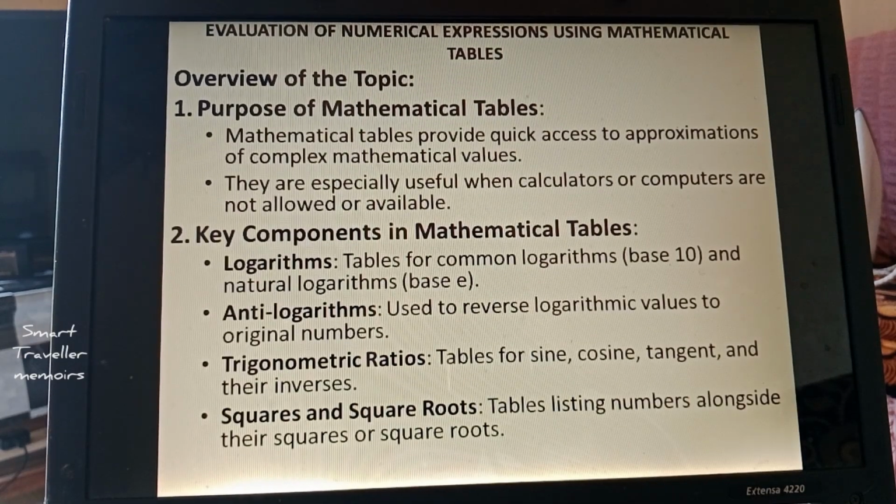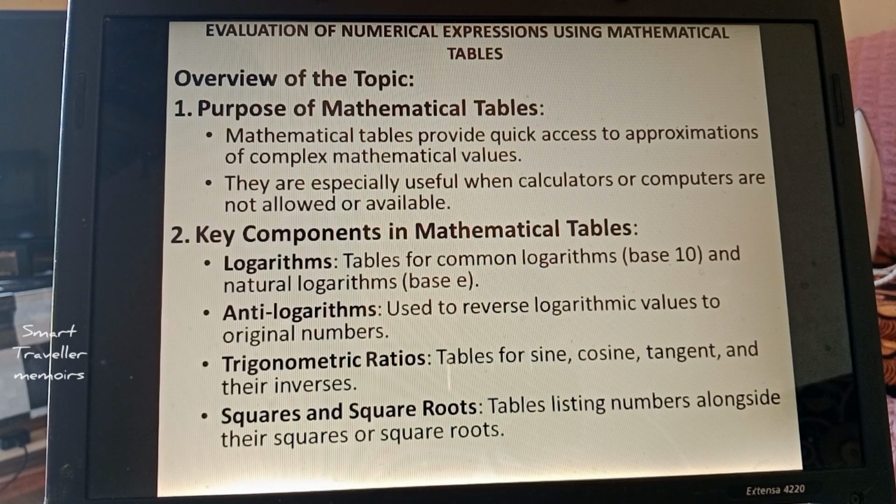First of all, we are going to look at the purpose of mathematical tables. Mathematical tables provide quick access to approximations of complex mathematical values. They are especially useful when calculators or computers are not around or available. In fact, in the examination, they emphasize you use the mathematical tables and the calculators must not be near there.